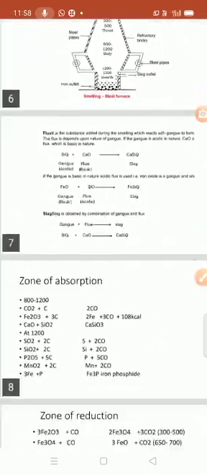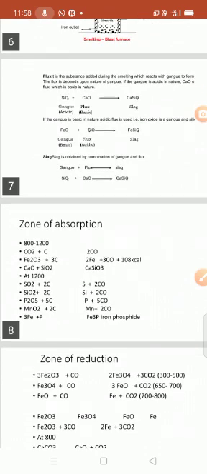Here, flux is the substance, as we already discussed, added during smelting, which reacts with the gangue to form the slag. It depends upon the nature of the gangue. If the gangue is acidic in nature, then CaO flux is used, which is basic in nature, while if the gangue is basic in nature, then an acidic flux is used, that is iron oxide. Here, SiO2 is acidic, then the flux CaO gives you CaSiO3.